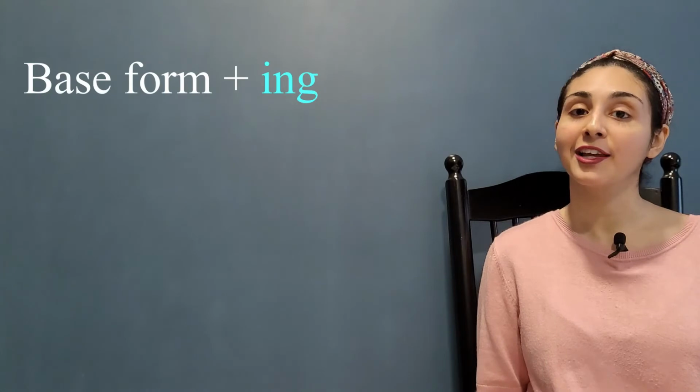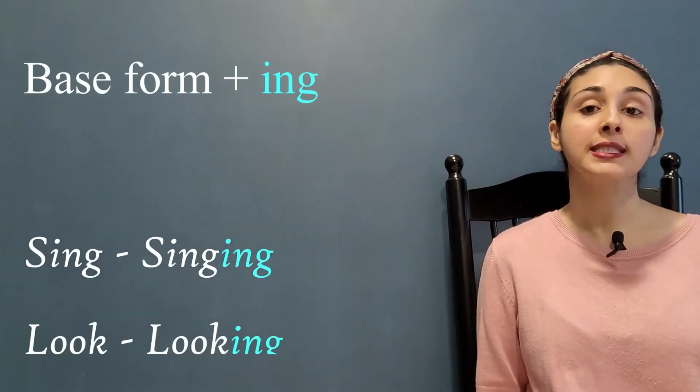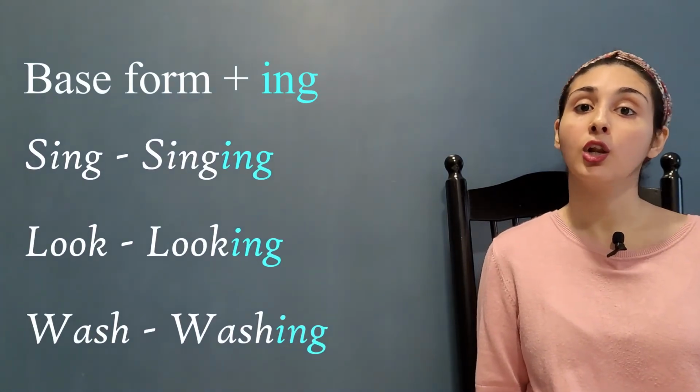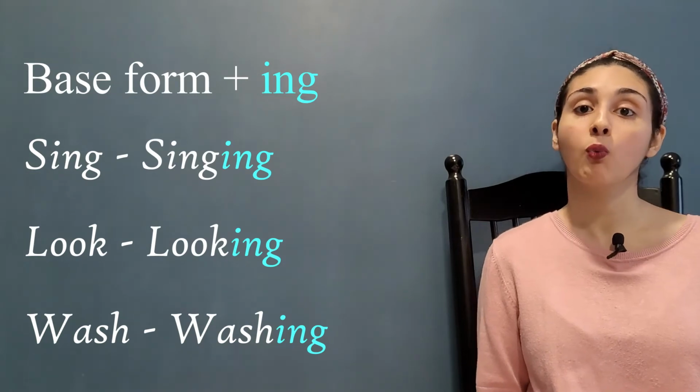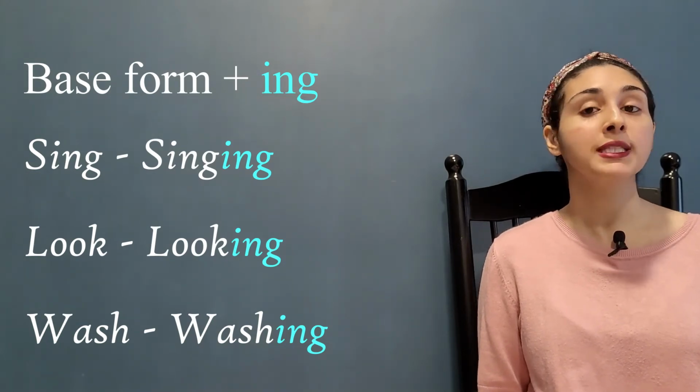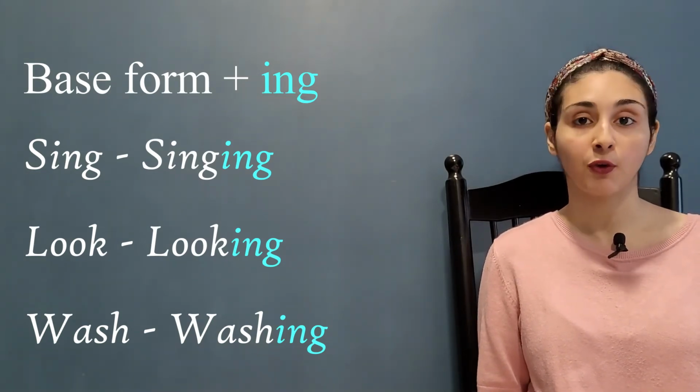Now let's see how to make ing forms. We usually add ing to verbs to make their present participle, which we use in a lot of continuous tenses and can also function as adjectives, and to make gerunds, which basically act as nouns. Again, for most verbs, we just add ing to their base forms. So sing becomes singing, look becomes looking, wash becomes washing. So we simply add ing to their base forms.